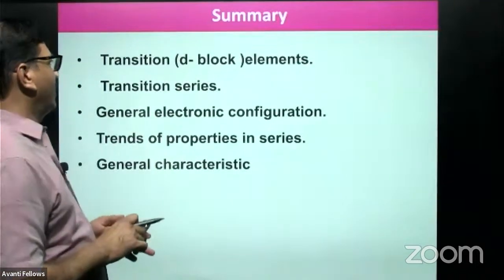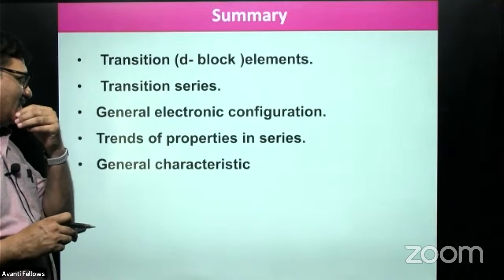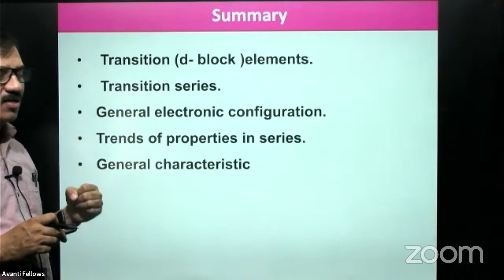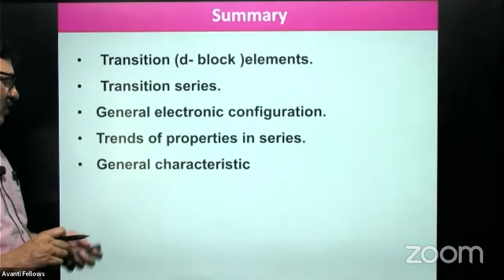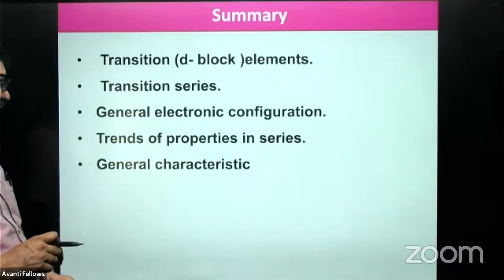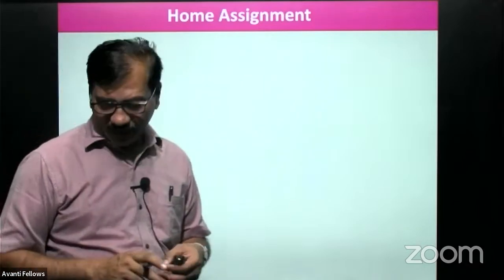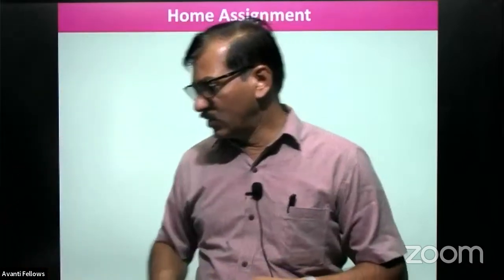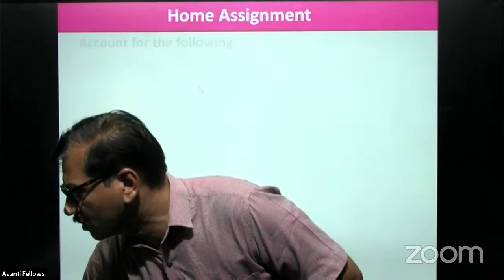What you have learned is transition elements, d-block elements, and the transition series: 3d series, 4d series, 5d series. About that, the general electronic configuration, trends in the properties, and the general characteristics that we have seen, right? So this is about the general properties of transition elements.